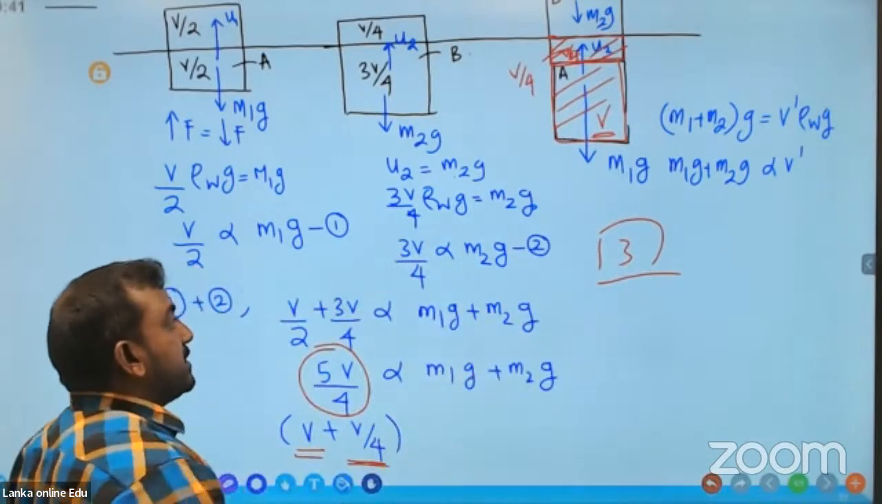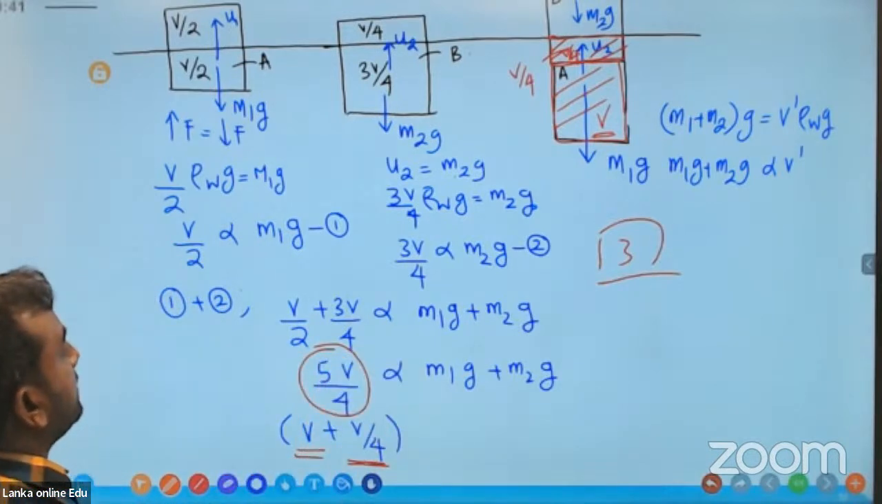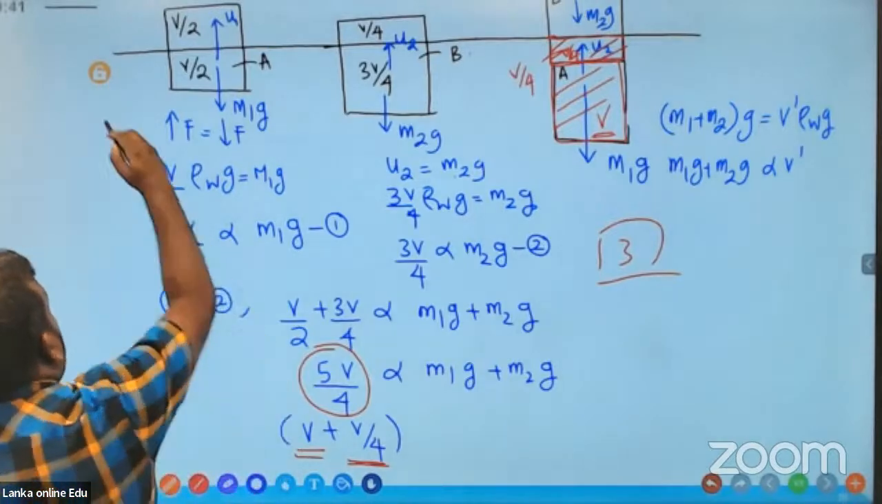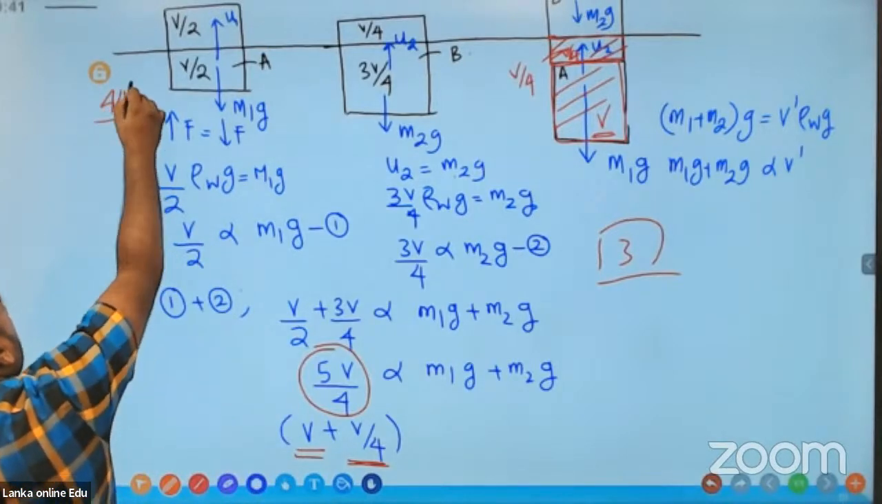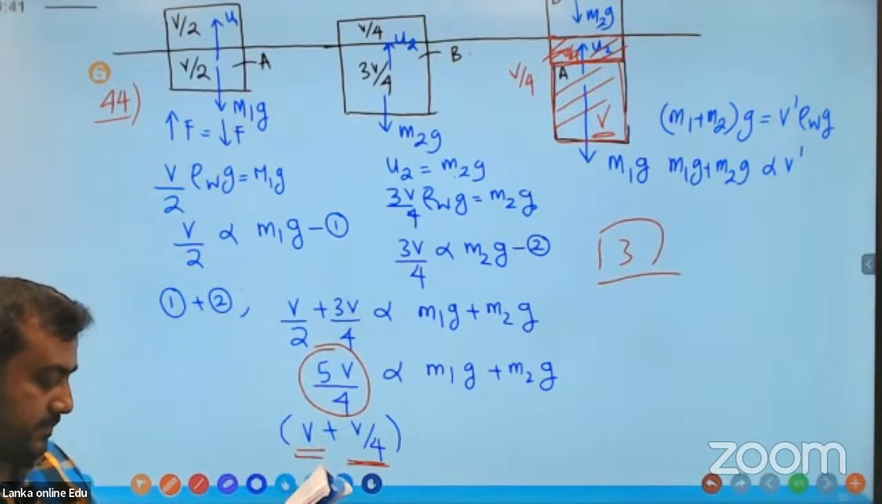So A is fully submerged. From B, a quarter is submerged. Correct answer is answer 3. Again, a very good question. With basic logic, you can find it out. Yeah, basic logic.